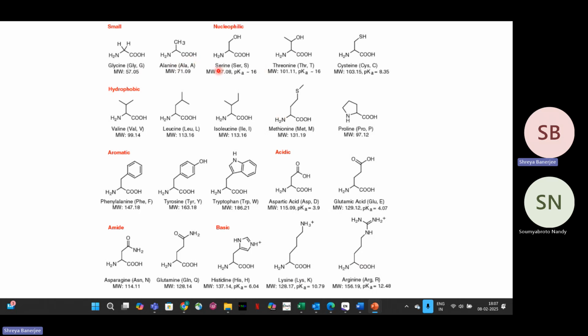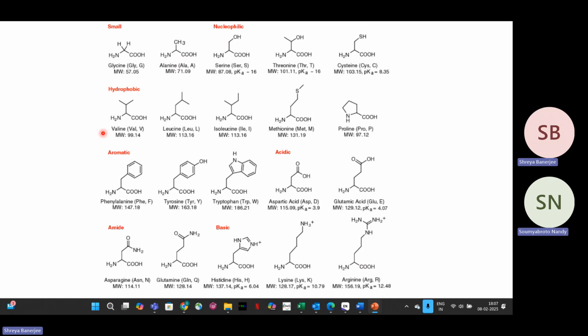Then you have the nucleophilic amino acids, serine, threonine, and cysteine. So in serine, the R group is a CH2OH. Threonine is the same as serine, except there is an additional methyl group. And cysteine, the R group is CH2SH. So in these three, you have a nucleophilic atom, oxygen or sulfur, which has lone pairs. And so these form nucleophilic amino acids.